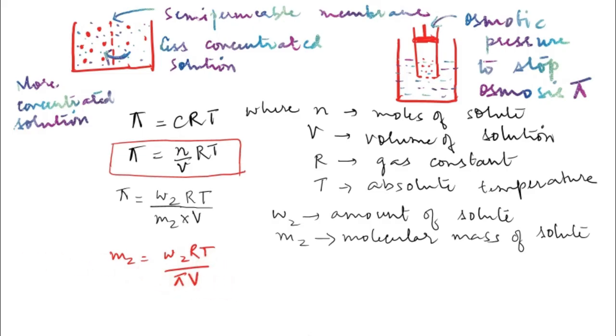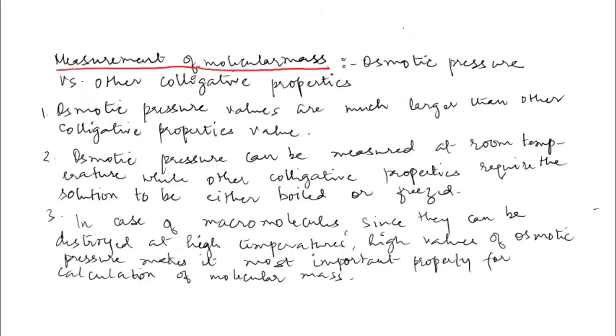Okay, let's come to the next and last topic, that is how osmotic pressure has advantage over other colligative properties. For that, first point is osmotic pressure values are much larger than other colligative properties. Therefore, you do not need much sensitive instruments. Okay, and it's easier to measure.